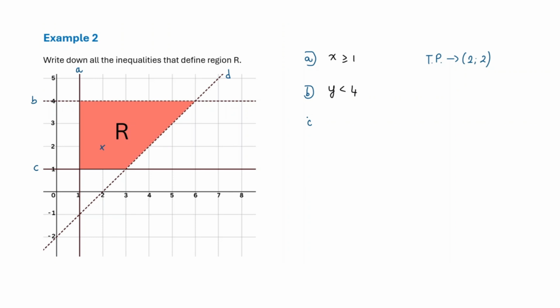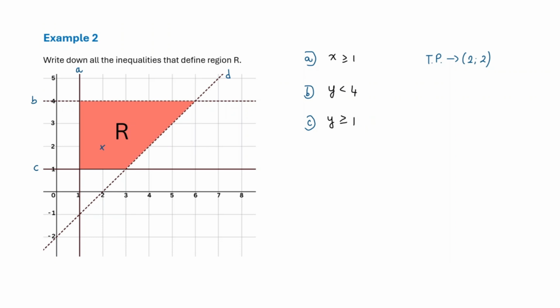Now look at boundary line C. This is another horizontal line. It passes through y is equal to 1. So the equation of the boundary line is y is equal to 1. The line is solid, so the boundary line is included. Since region R is above the line, we guess y is greater than or equal to 1. Now we check this using the same test point. The y-coordinate is 2, so we get 2 is greater than or equal to 1. This is true, so our direction is correct. The third inequality is y is greater than or equal to 1.